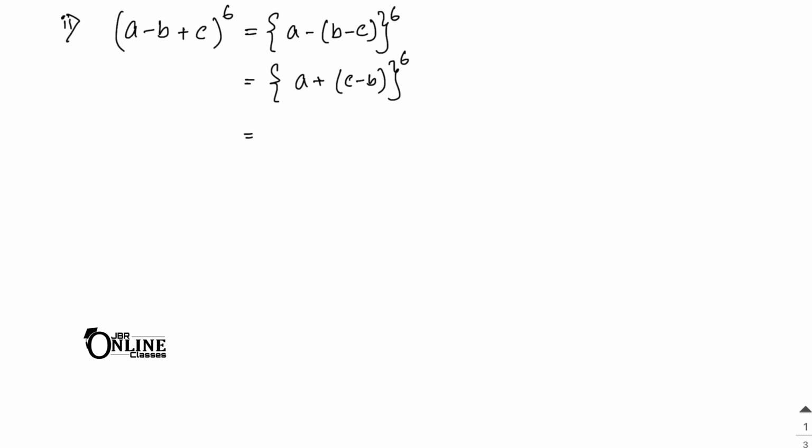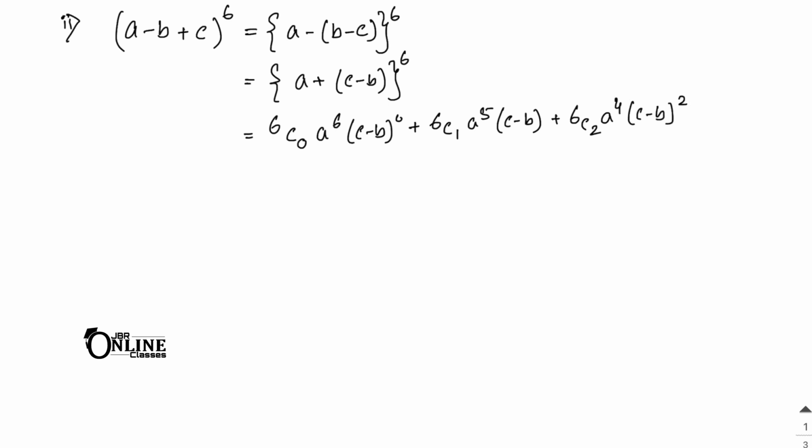Now whenever you expand this, it is 6c0 a to the power 6 times (c minus b) to the power 0. You know how to expand. So 6c1 a to the power 5 times (c minus b) whole to the power 1, then 6c2 a to the power 4 times (c minus b) whole square. In this way the last term will be 6c6 a to the power 0, and here (c minus b) whole to the power 6.